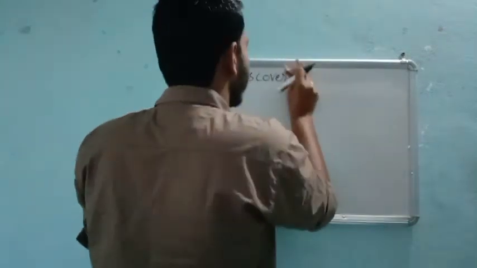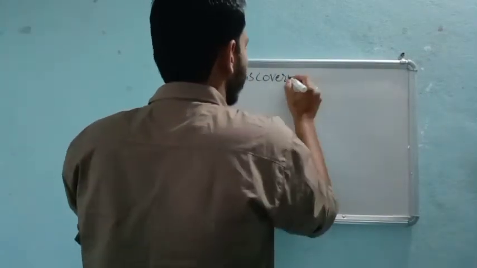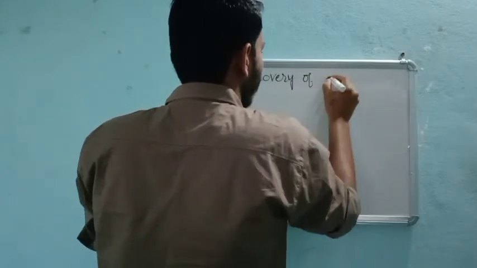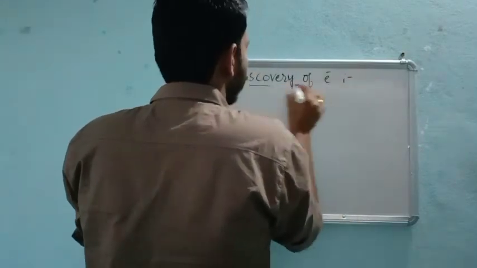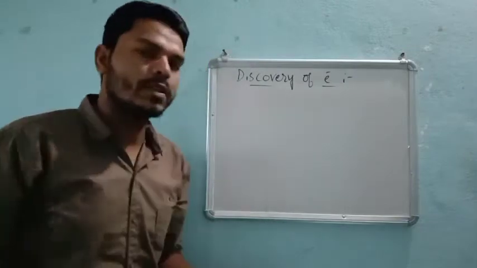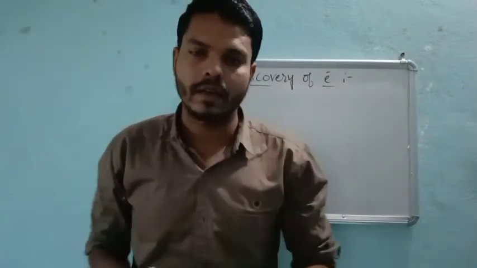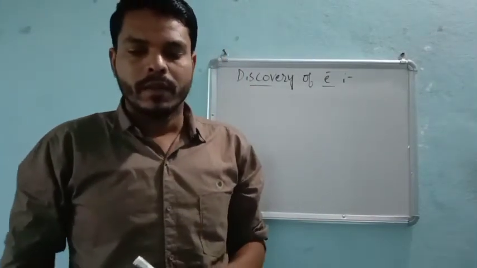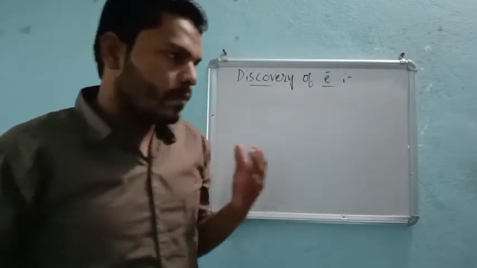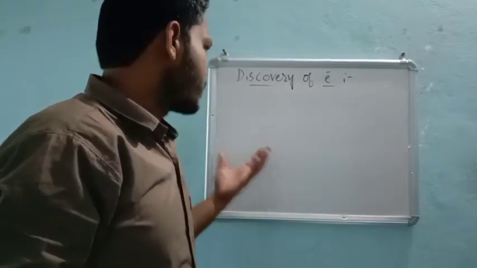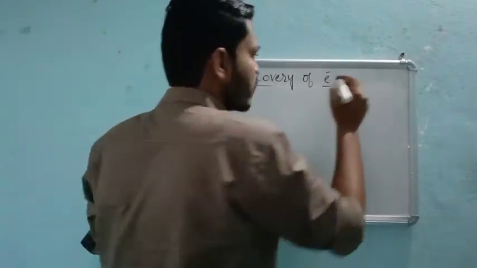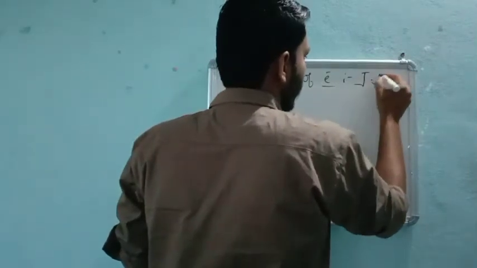Discovery of the electron. So who discovered this? J.J. Thomson. In the last class, I discussed this. Before going to the explanation, it was discovered by J.J. Thomson. Don't forget.